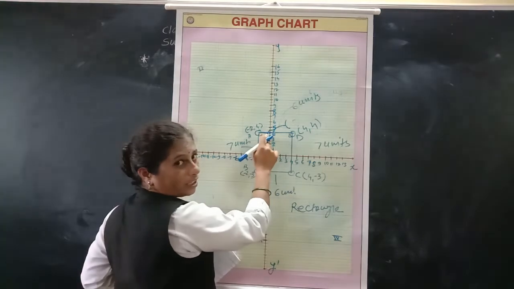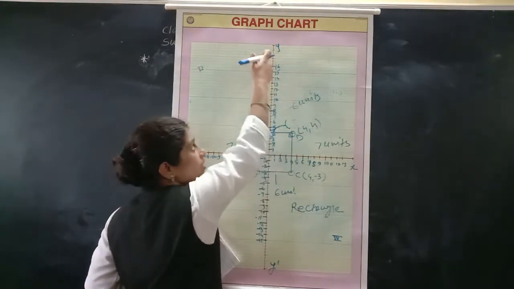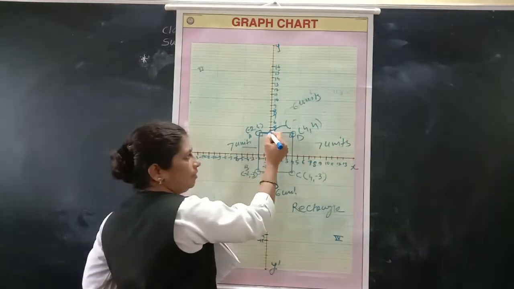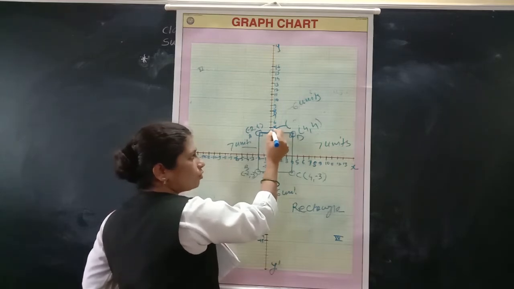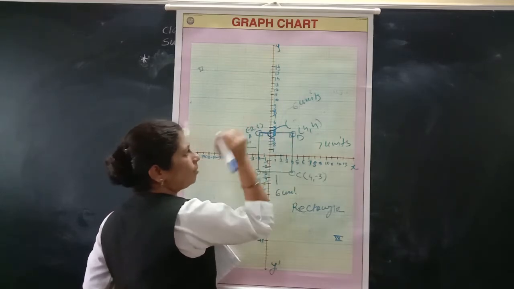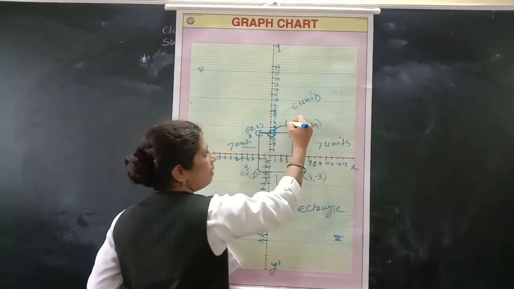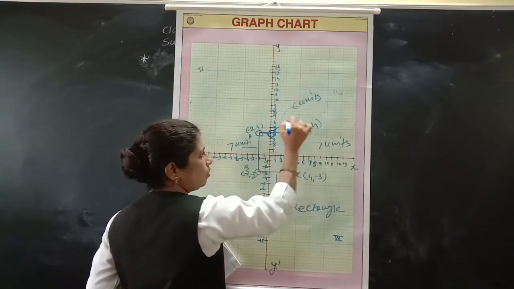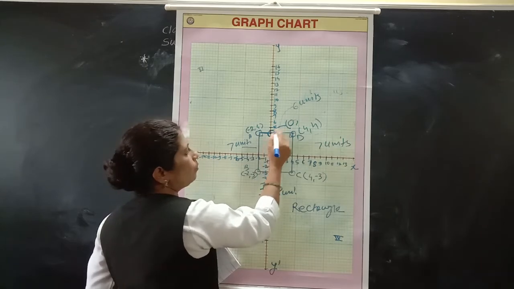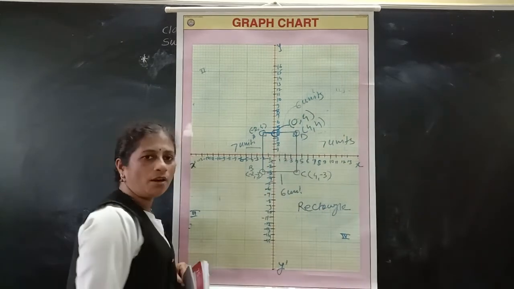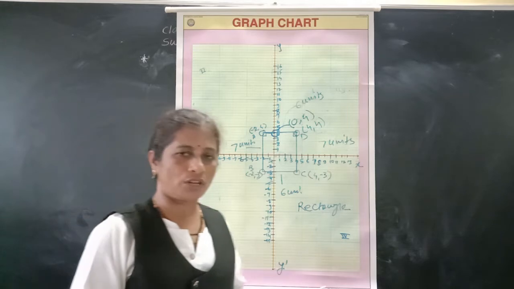So we have to write the coordinates of this point where AD cuts the y-axis. The point lies on the y-axis, so the x value will come 0 and y is 1, 2, 3, 4. So 0, 4. Understood? So in this way we have to solve the examples.